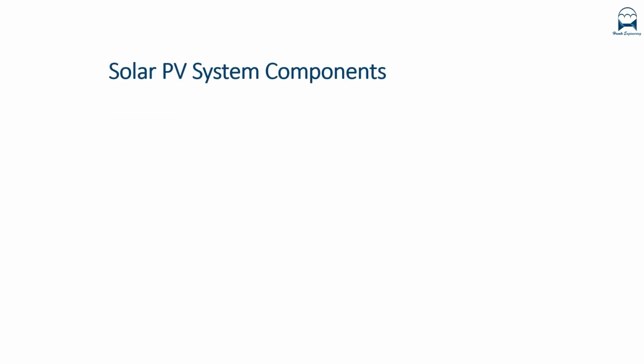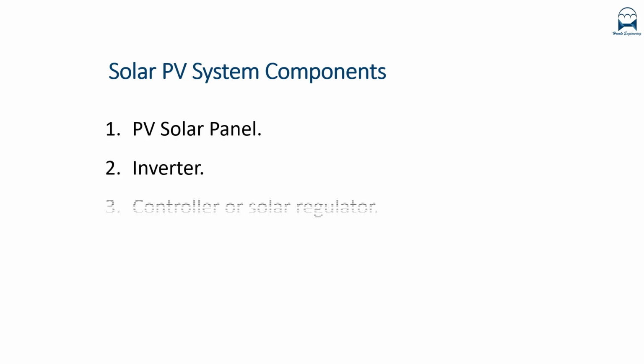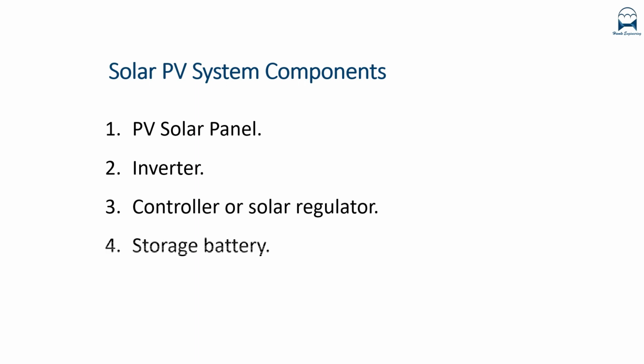Solar PV system components. There are many components used in a solar PV energy generation system. The most common are: 1. PV solar panel, 2. Inverter, 3. Controller or solar regulator, 4. Storage battery. Let me describe each one.